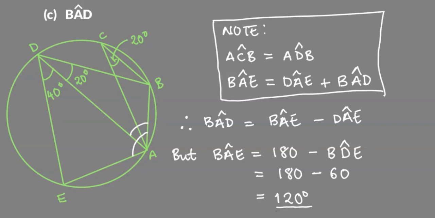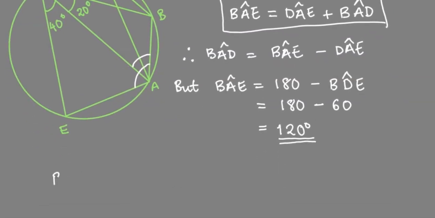This is the value of angle BAE. Since we have BAE, now we can find BAD. BAE is 120. DAE, we have the value of DAE. We were from calculating it. You can remember it. If you can't, you can easily calculate it from here because we know that these two sides here are the same.